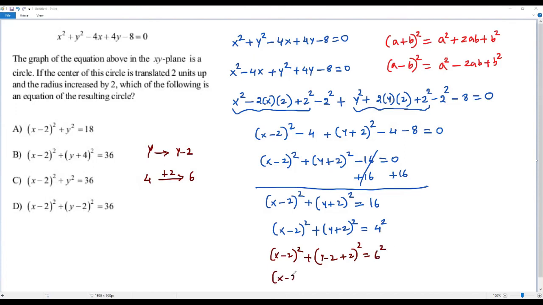Okay, so (x negative 2) the whole square. Here negative 2 and positive 2 will cancel out. I'm getting y square, and the value of 6 square over here is 36. So this is the equation of the resulting circle in standard form, and we find this equation exactly in answer choice C. The correct answer choice for this question is C.